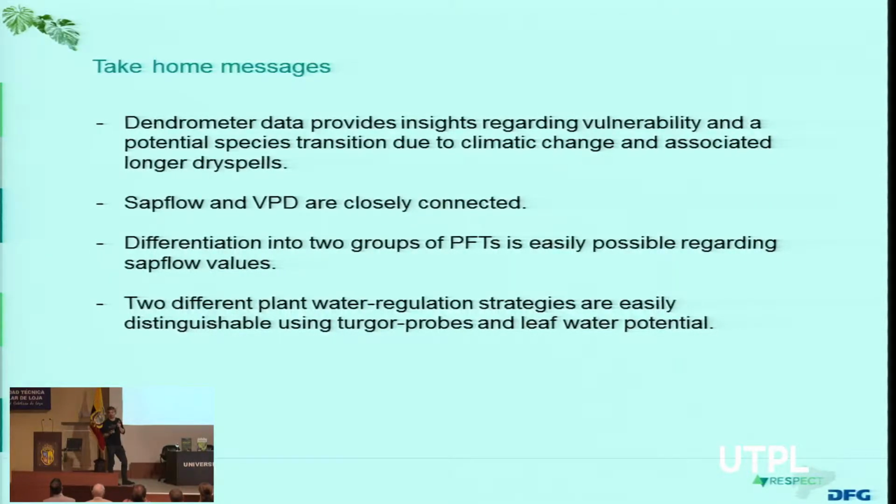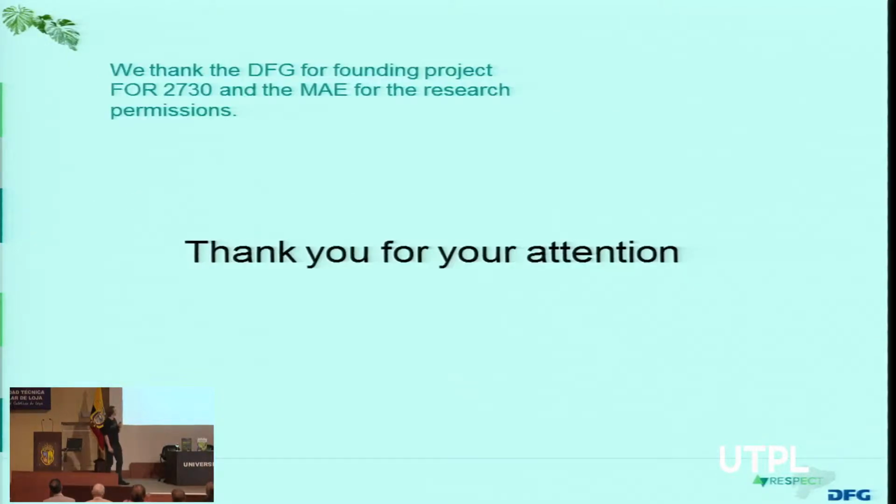At the moment, as every year, we're waiting for longer dry spells in San Francisco, but we hopefully get one this year. Then, as I already mentioned, sap flow and BPD are closely connected. There's a very good differentiation possible into two groups of the PFTs regarding the sap flow values, and we have two different plant water regulation strategies with which we can easily distinguish anisohydric from isohydric plants. And that's already finished. Thank you for the attention. Thanks to everyone, and thanks to NCI.